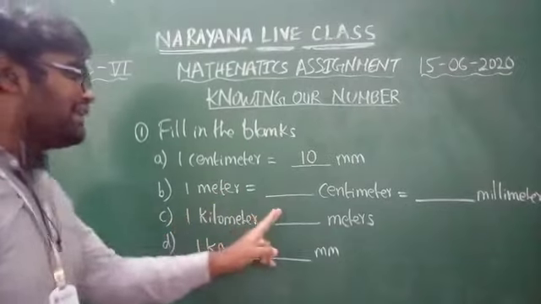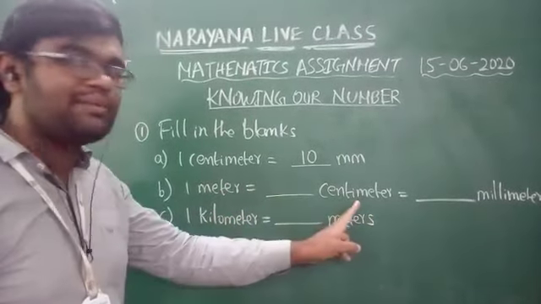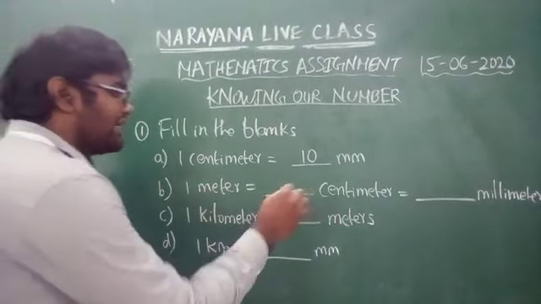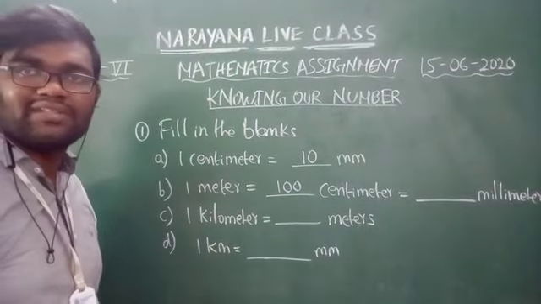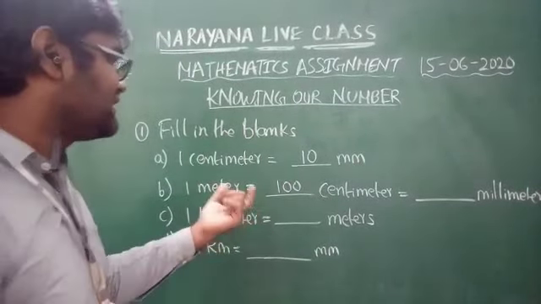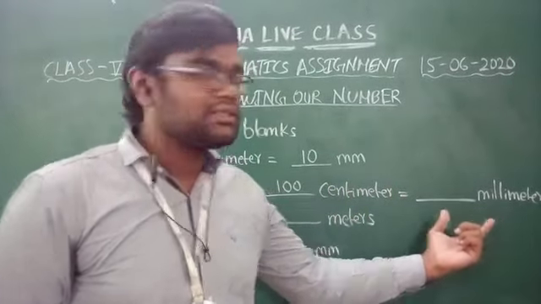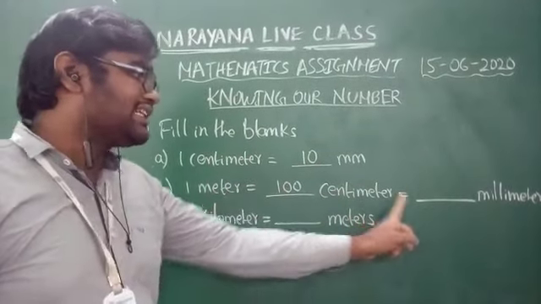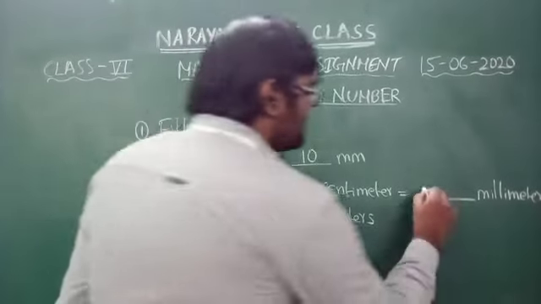Then 1 meter is equal to how many centimeters? Actually, your class teacher has discussed this today, I think. 1 meter is equal to 100 centimeters. In the same manner, 1 meter is equal to how many millimeters? 1 centimeter is equal to 10 millimeters, so 100 centimeters is equal to 100 into 10, you will get 1000 millimeters.